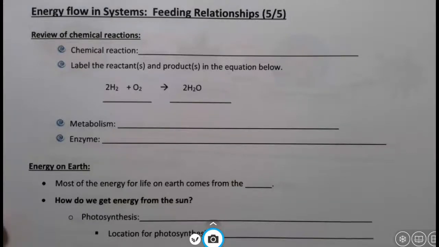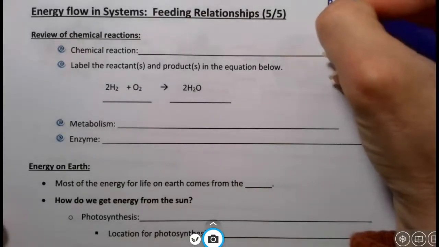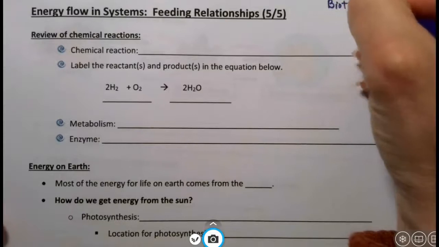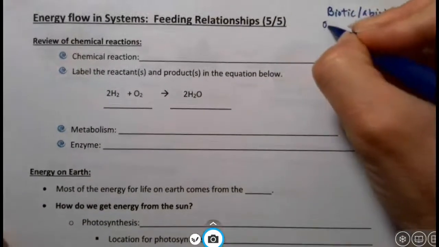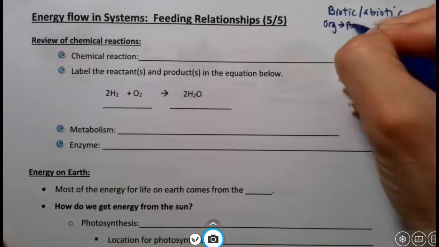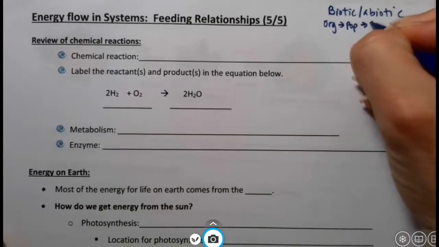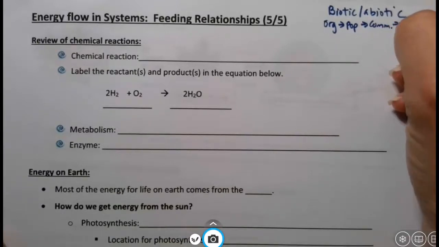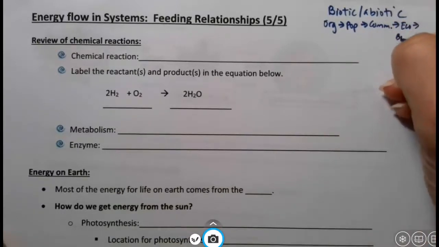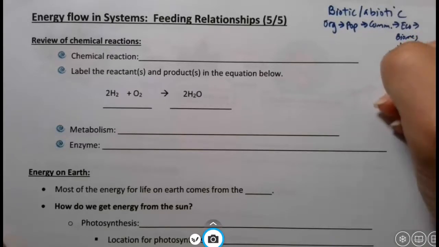This is part 2 of the ecology notes. Last week, we looked at the difference between biotic and abiotic, and how you can work with organisms to form a population. Populations can become part of a community, which can become part of ecosystems and biomes, and finally the Earth, the biosphere.